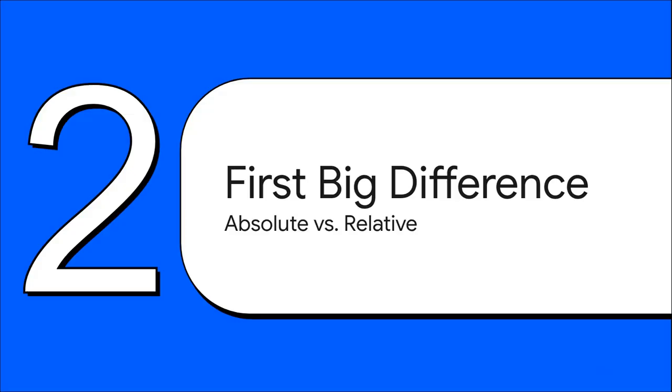All right, let's talk about our first big difference. And honestly, if you understand this one thing, you're ahead of the game. It's the difference between an absolute and a relative link. Getting this right is what makes your documents either robust and portable or fragile and easy to break.